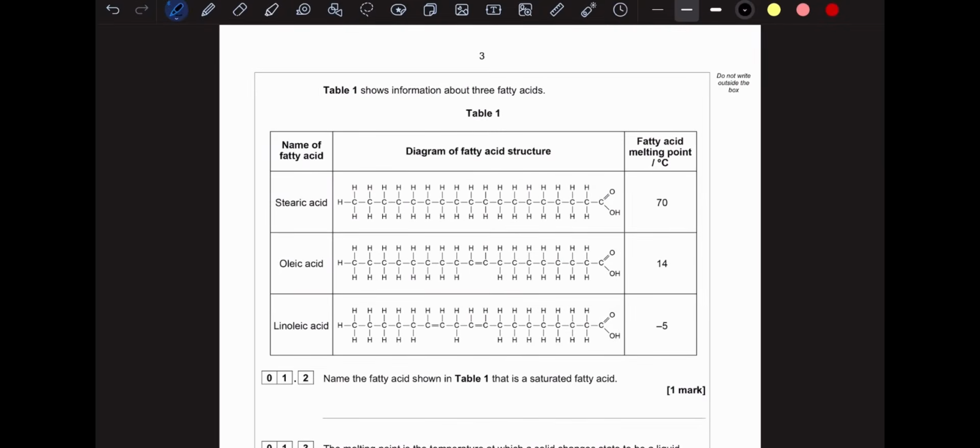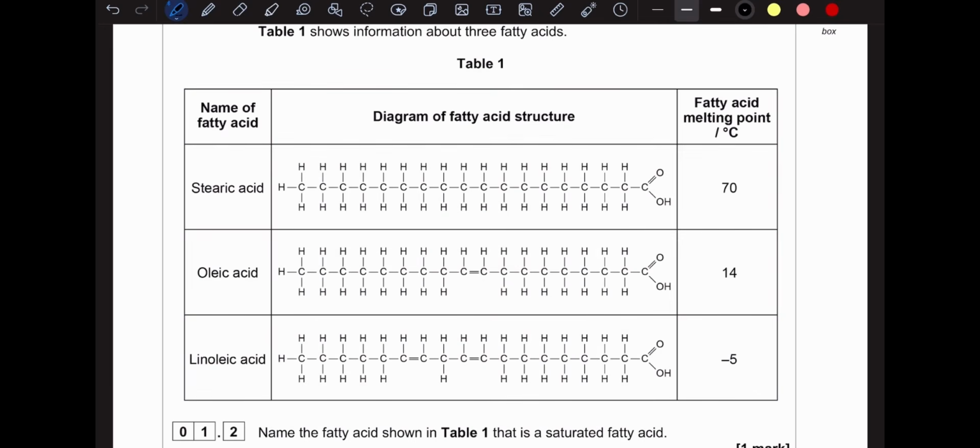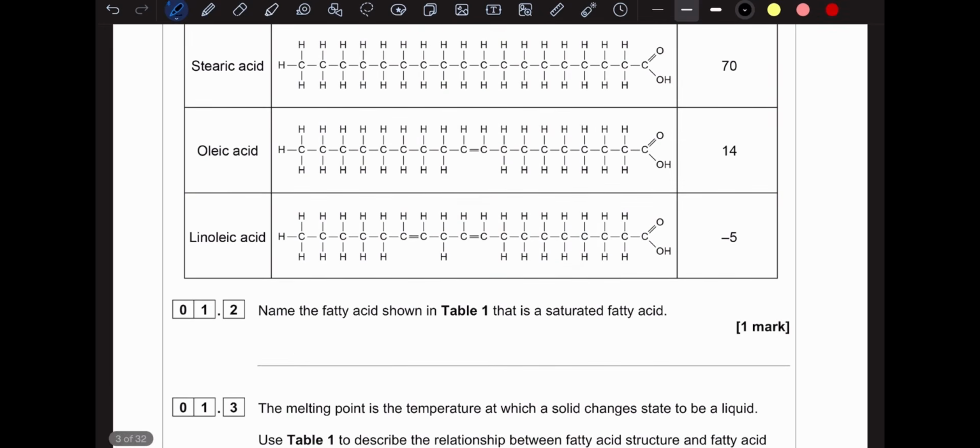Okay, question number 2. Name the fatty acid shown in table 1 that is a saturated fatty acid, okay? So for a saturated fatty acid, we're going to look for all single bonds. If we see a double bond, we know it's unsaturated, right? It could be polyunsaturated, monounsaturated, but we know it's unsaturated. So it's pretty clear which one only has single bonds. It's this top one, stearic acid.